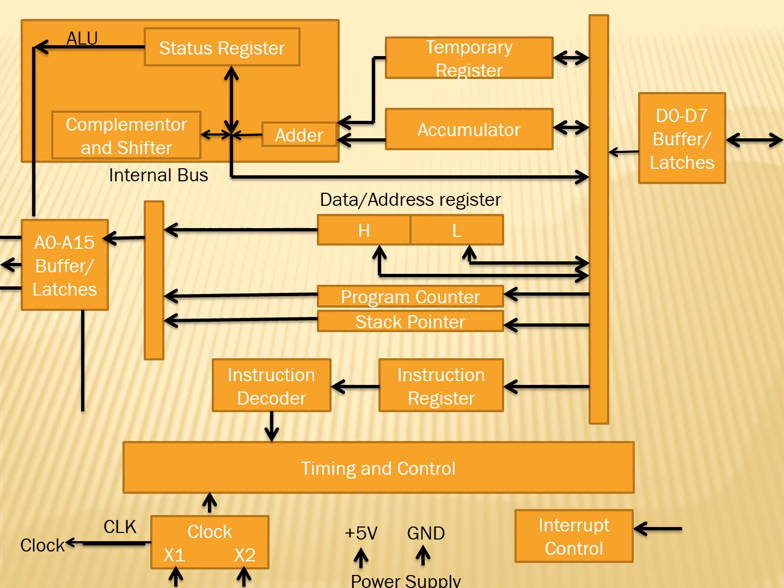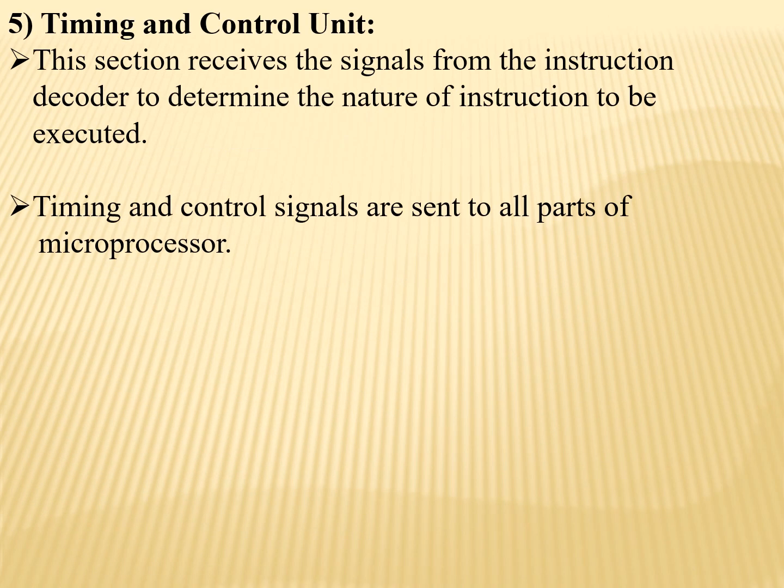So these are the additional things. First let us discuss the timing and control unit. Again, the address bus, buffer and latches will be connected to your timing and control unit, and the timing and control unit will be connected to the internal bus again. The timing and control unit section receives the signal from the instruction decoder to determine the nature of the instruction to be executed. Timing and control signals are sent to all parts of the microprocessor to perform any operation. So the timing and control unit plays a very important role in our microprocessor.